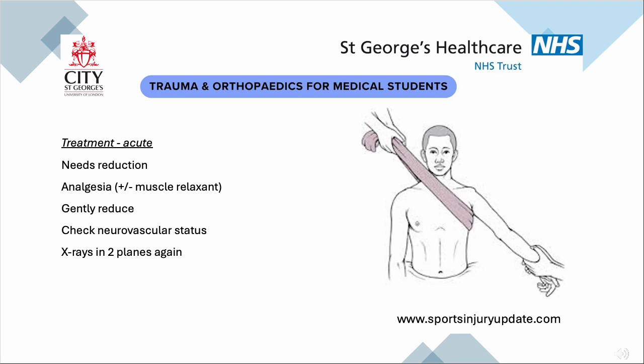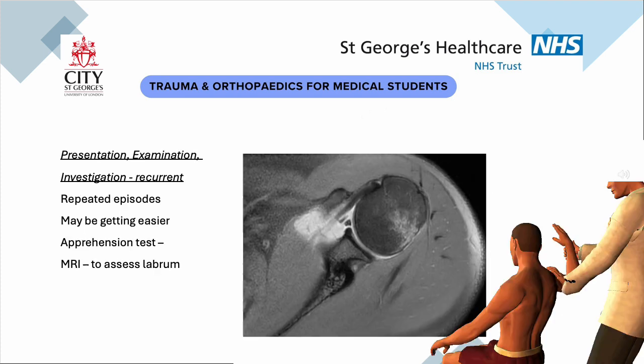After you've done it, you have to check and document the neurovascular status. Again, particularly the axillary nerve and sensation over the deltoid. And you have to get the X-rays in two planes again to confirm that you actually have reduced the shoulder.